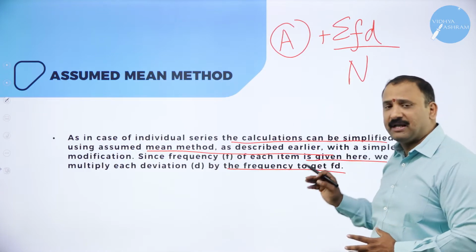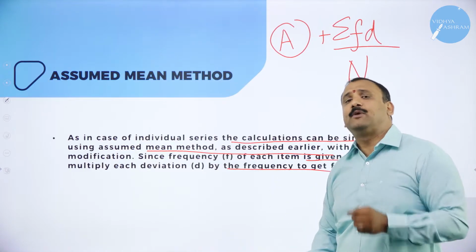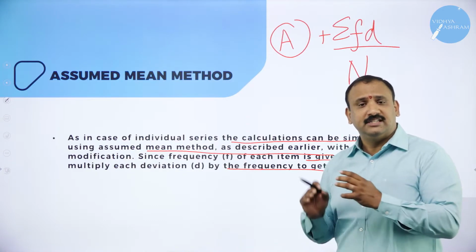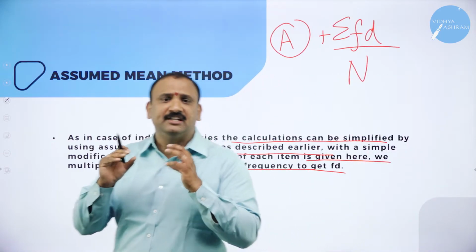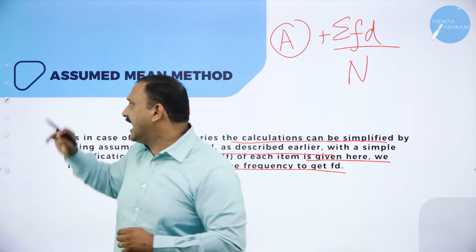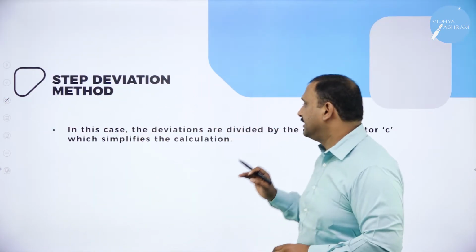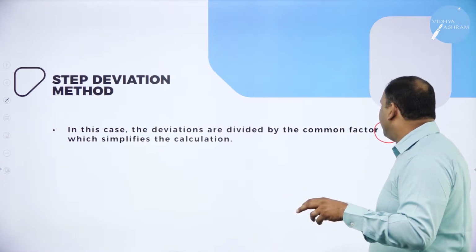So using this method also, you will be able to arrive at the arithmetic mean, which is very, very important, interesting also. So this is another method in which you are finding the arithmetic mean by using an assumed factor and arriving at the answer. Now moving forward, we have the step deviation method again coming up, where I have spoken about this using the common factor C.